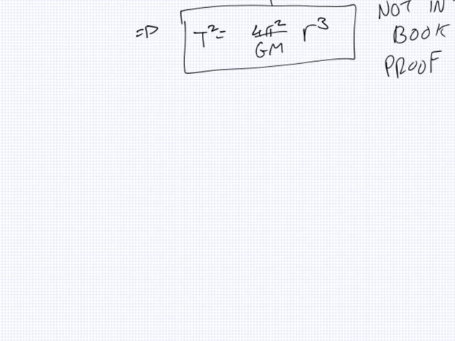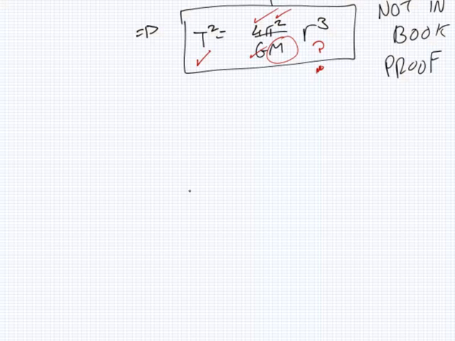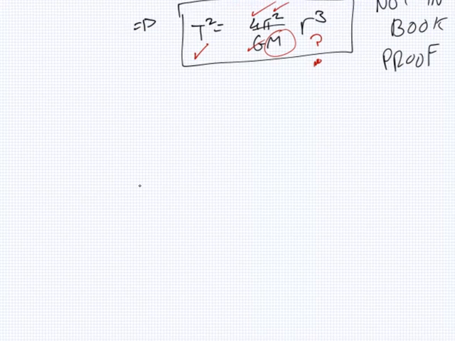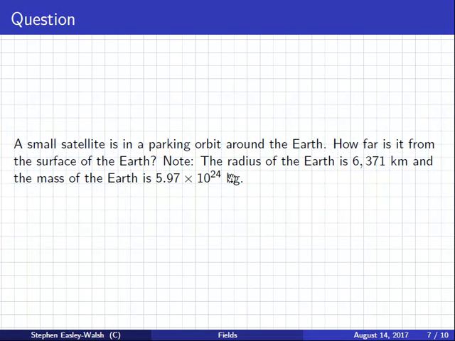Which things do we know? T. Do we know T? Yeah. G, we want to know this. And do we know the M? Yeah. I give it to you. Okay, so use Kepler's third law here, and tell me what you get for the radius. And don't forget to subtract this from your answer, because I want the distance from the surface, not from the center. Can you try?